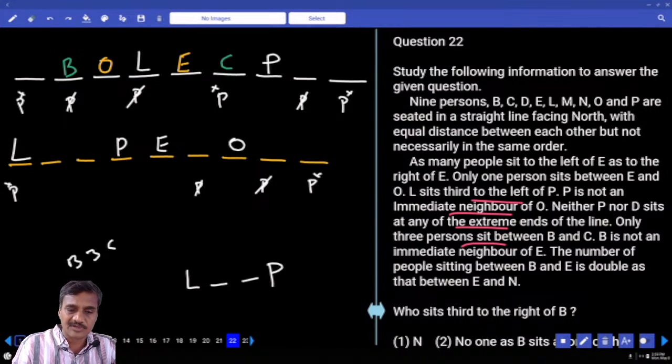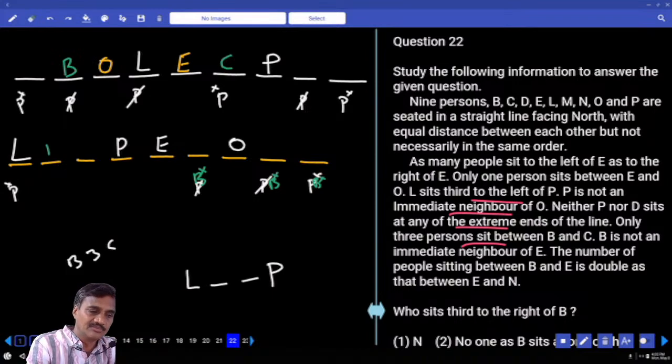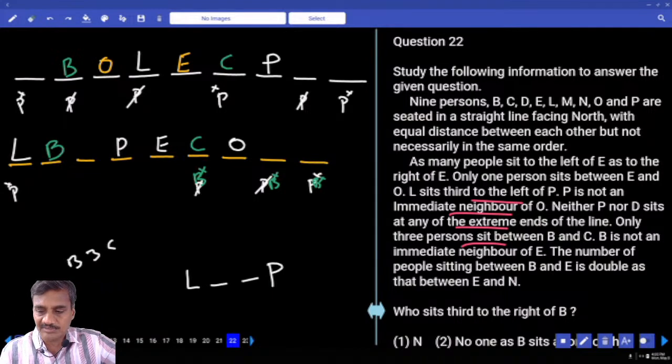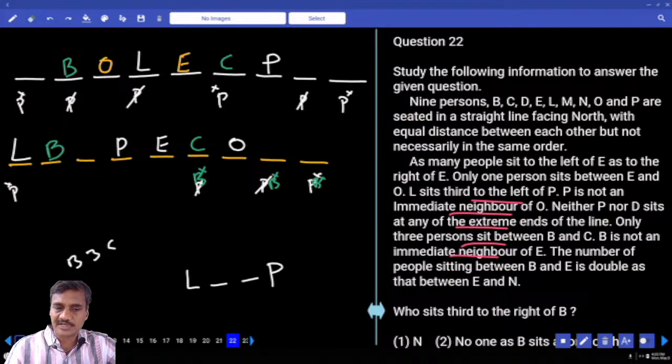Then again coming back to this one, B is not an immediate neighbor of E. Now B cannot be here, B cannot be here as well, isn't it? Then what is the only possibility we have? B must be here. B is here, C will be here. 3 in between B and C. B is not an immediate neighbor of E. Number of people sitting between B and E is double that of E and N.